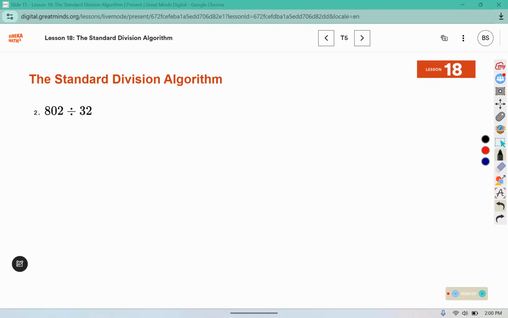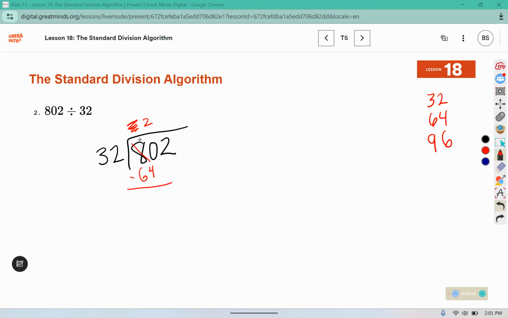All right, for number 2, we have 802 divided by 32. Again, it's helpful to create a list. I see that I've already passed 80. 32 does not fit into 8, so we're skipping that one. But 32 does fit into 80 2 times, which is equal to 64. We will regroup. 10 minus 4 is 6. 7 minus 6 is 1. Then bring down the 2.